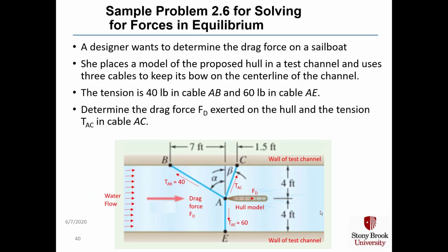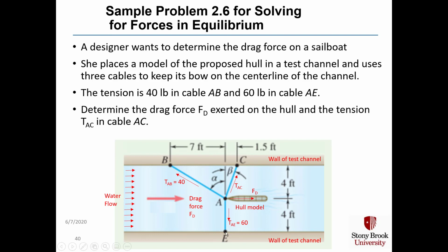Here's sample problem 2.6 for solving for forces in equilibrium. A designer wants to determine the drag force on a sailboat. She places a model of the proposed sailboat hull in a test channel and uses 3 cables to keep its bow on the center line of the channel. A diagram of this test channel is shown here at the bottom. The tension is 40 pounds in cable AB, and it's 60 pounds in cable AE.